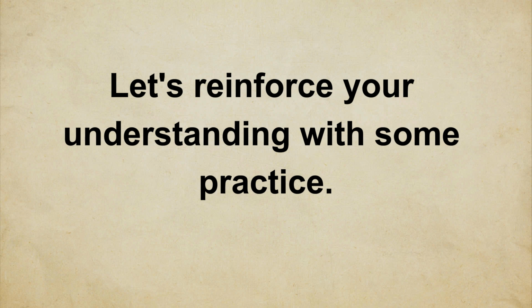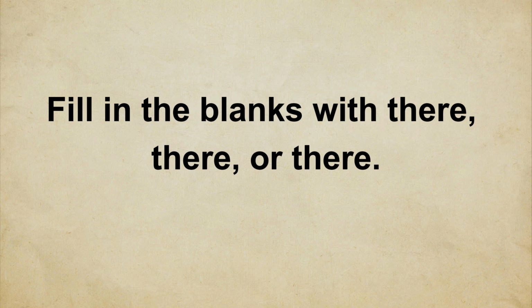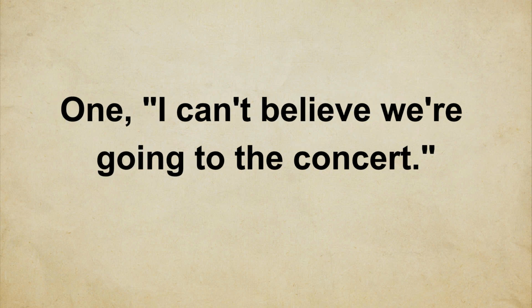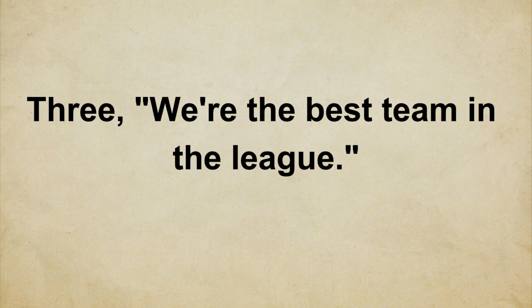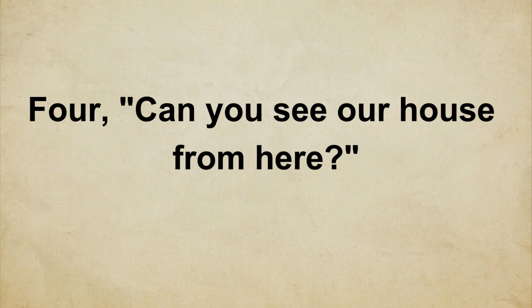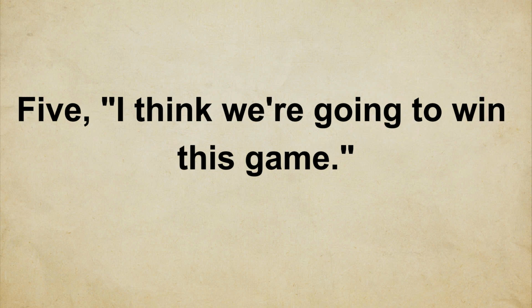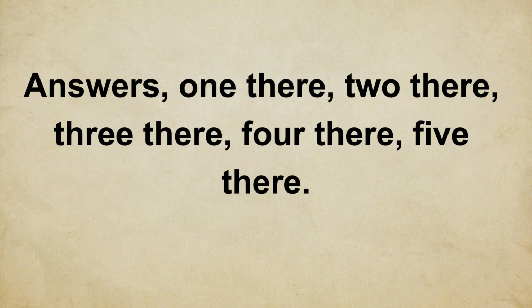Let's reinforce your understanding with some practice. Fill in the blanks with their, there, or they're. 1. I can't believe we're going to the concert. 2. The dog is playing over. 3. We're the best team in the league. 4. Can you see our house from here? 5. I think we're going to win this game. Answers: 1 they're, 2 there, 3 they're, 4 their, 5 they're.